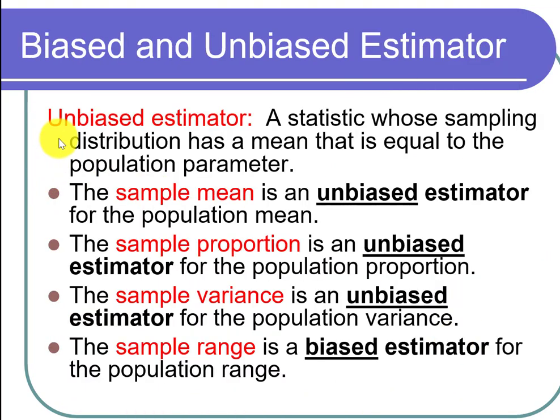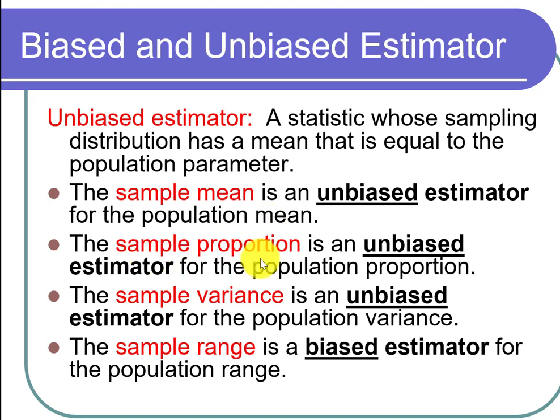So let's take a look. An unbiased estimator, by definition, is a statistic whose sampling distribution has a mean that is equal to the population parameter. The sample mean is an unbiased estimator for the population mean. That comes right from the central limit theorem that we just had, because mu sub x bar equals mu.